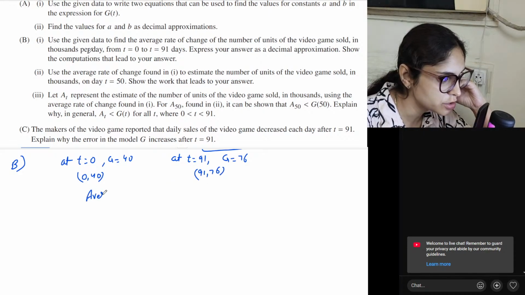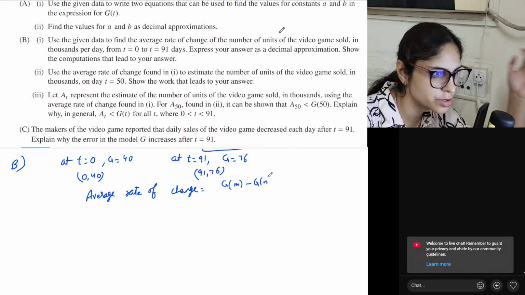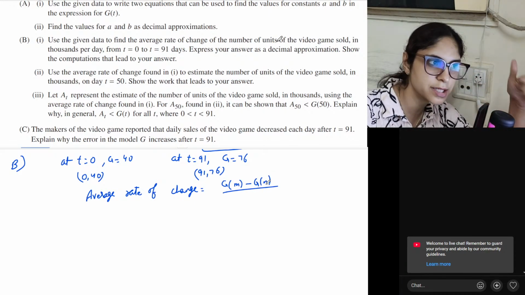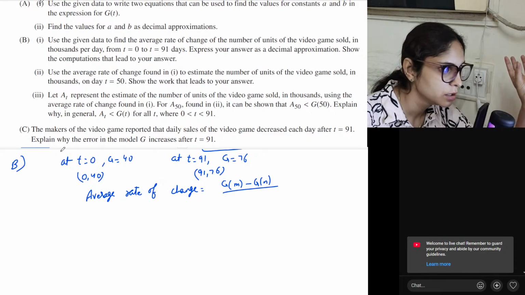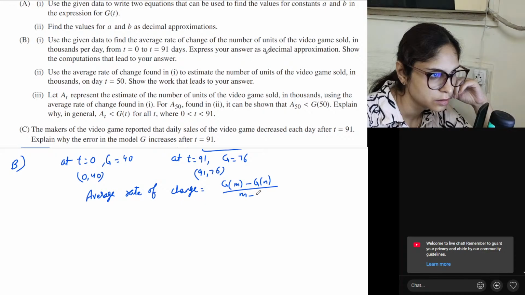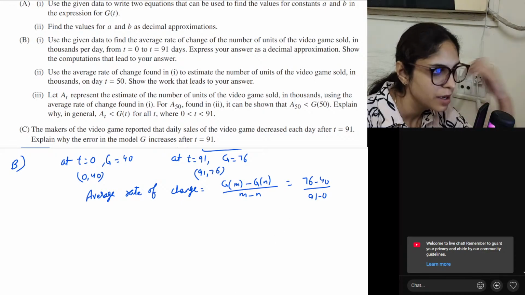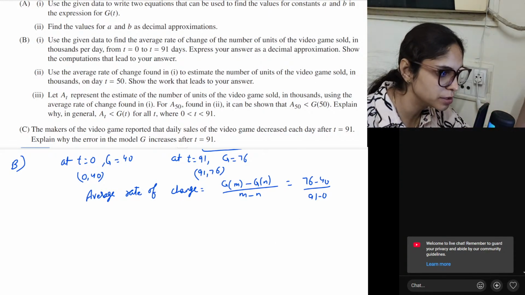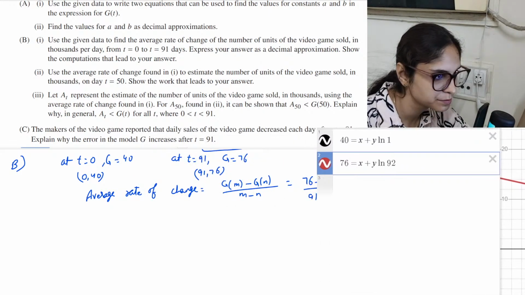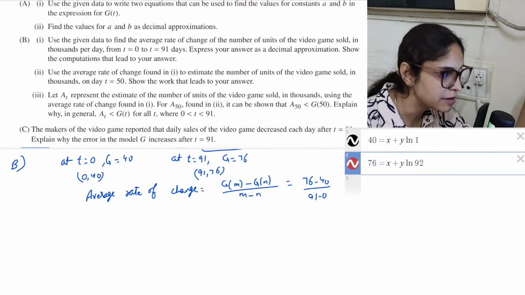Now average rate of change is going to be G of M minus G of N. I'm just using random variables. I'm not using A and B over here because they are used for the approximations of the function. So this should be 76 minus 40 over 91 minus 0. And this thing also we can directly put in Desmos, and we can get average rate of change.